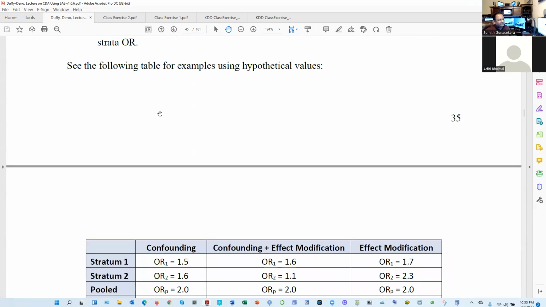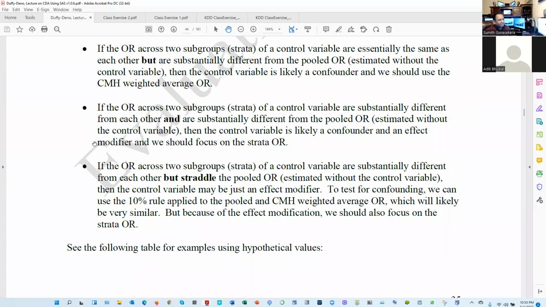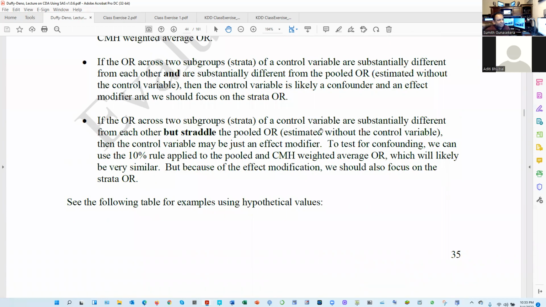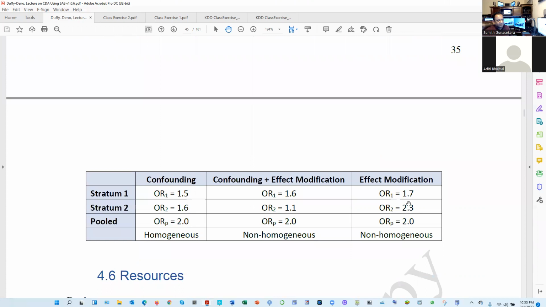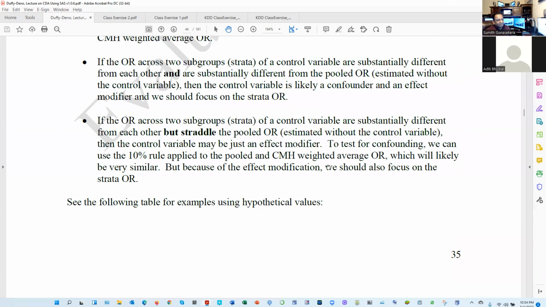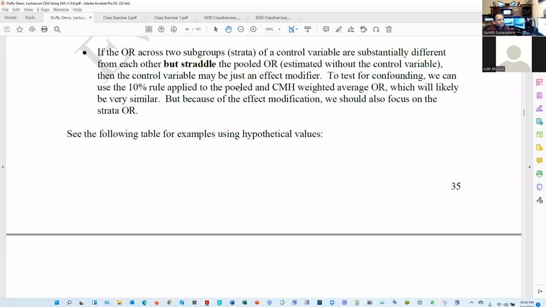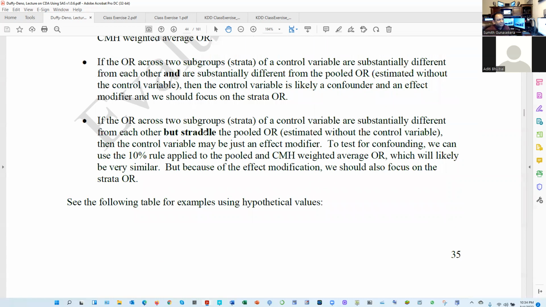If they were the second setup, where the ORs across two subgroups are substantially different, plus they straddle the pooled OR, then we consider it just an effect modifier. To test for confounding, we can use the 10 rule applied to the pooled and the CMH weighted average OR, which are likely to be very similar. They are similar because they are the same.